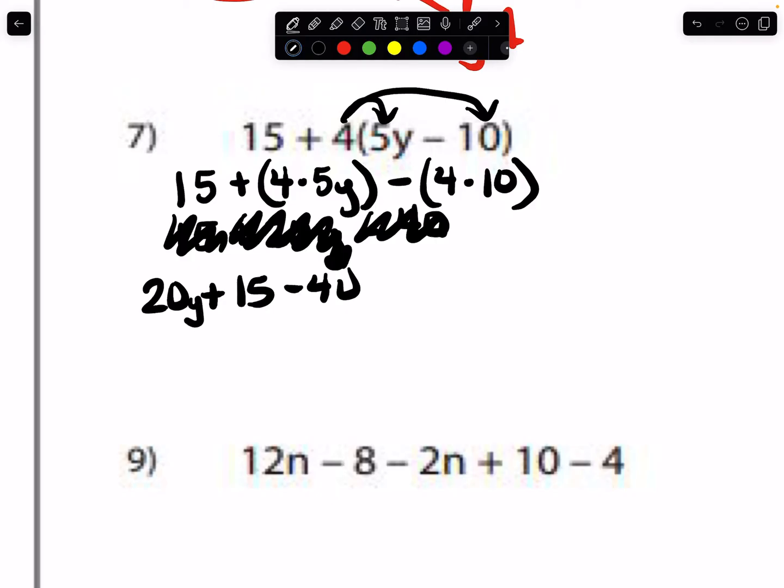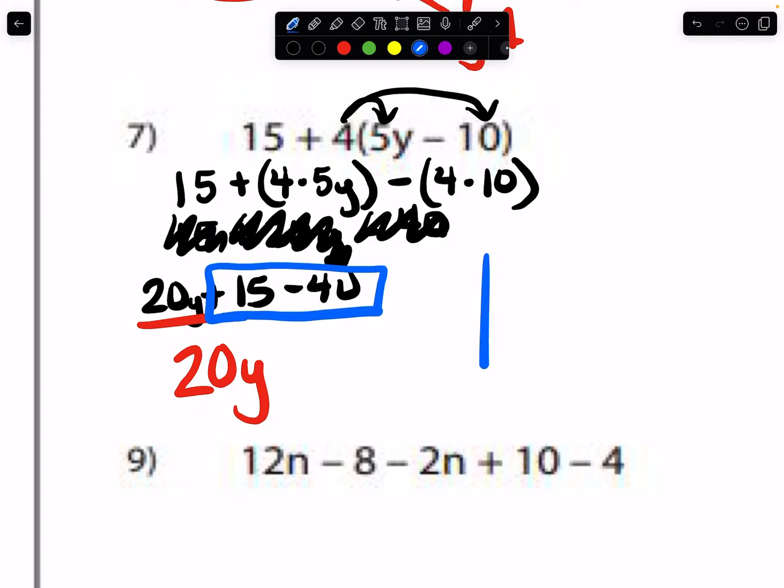There's a y here. So this 20y has no friends, has no like terms. 20y. But the plus 15 minus 40, they go together. Let's go off to the side. Positive team, negative team. My positive team scored 15. My negative team scored 40. So the team that wins is the negative team. So I put it here.